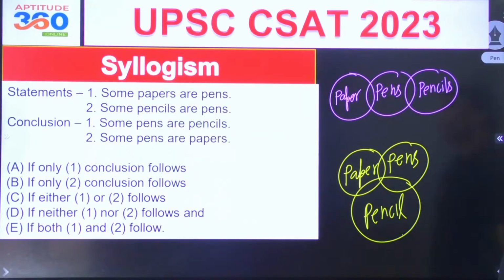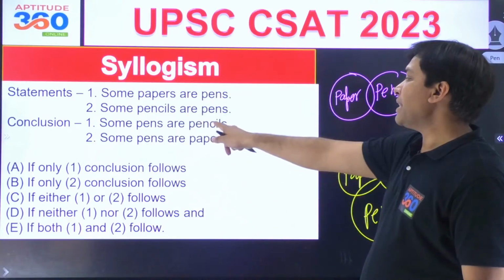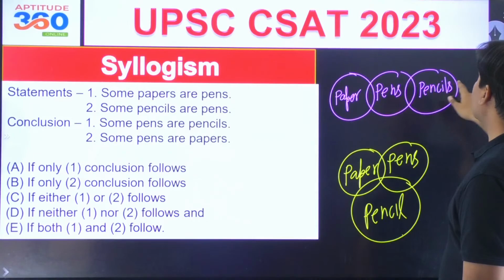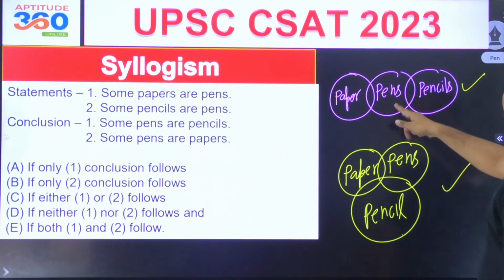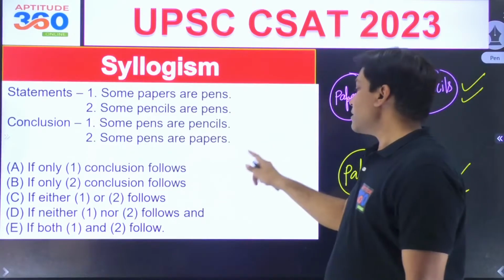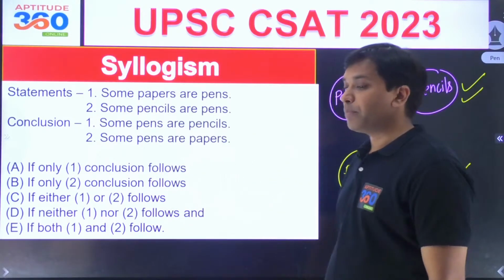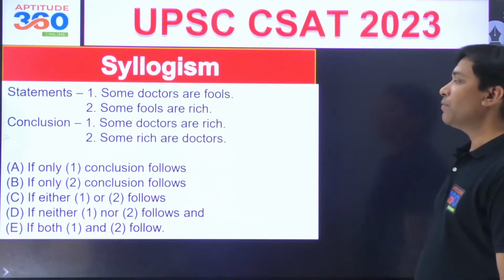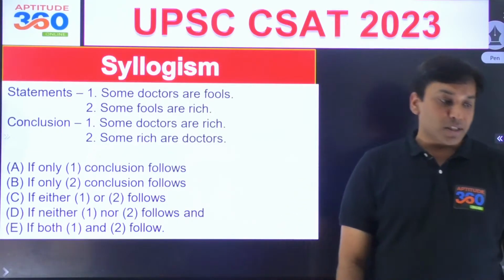So whatever is going to be my conclusion will have to be true in both of the circumstances. Some pens are pencil. It is true here. It is true here. Some pens are papers. It is true here. It is true here. What is going to be the answer? Answer is going to be option number D. Almost everybody has got the right answer. Fantastic, people. Good job. One more. Before I give you the last year question that was asked in CSAT.